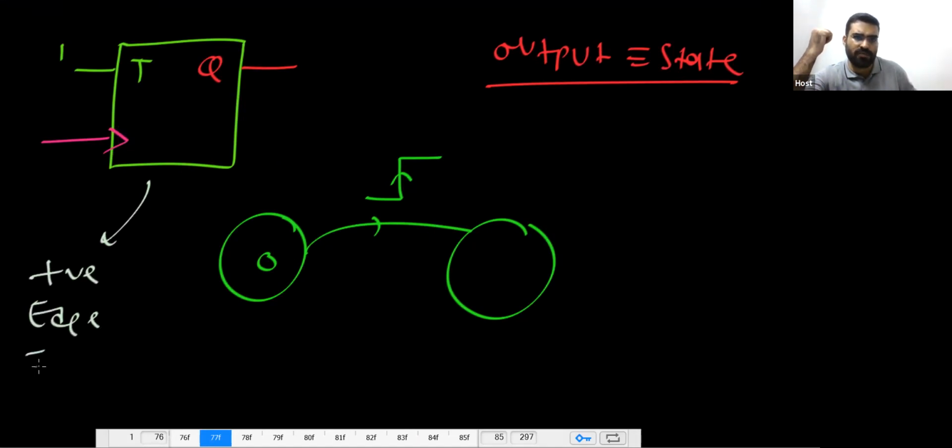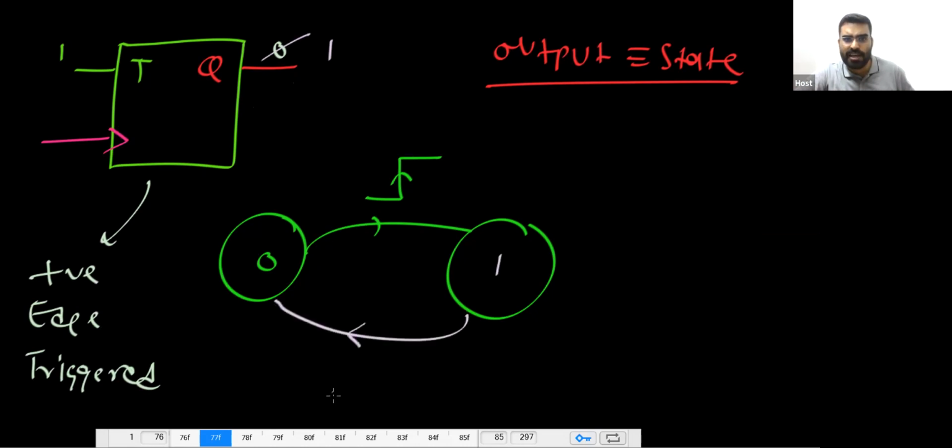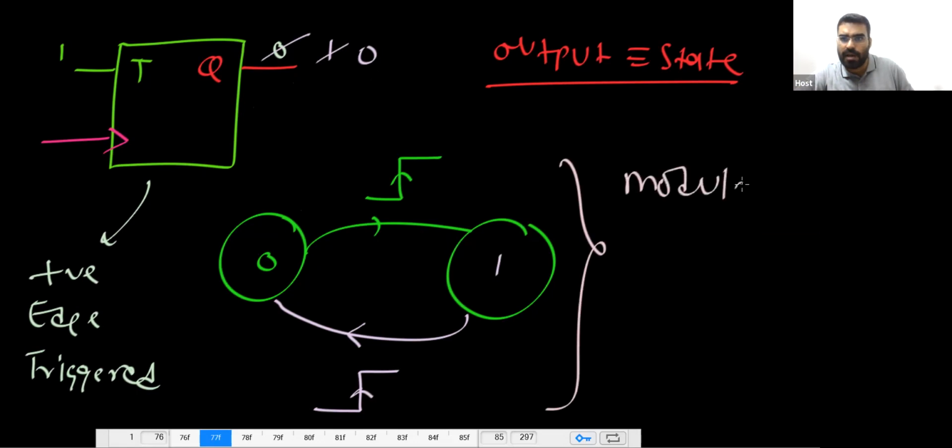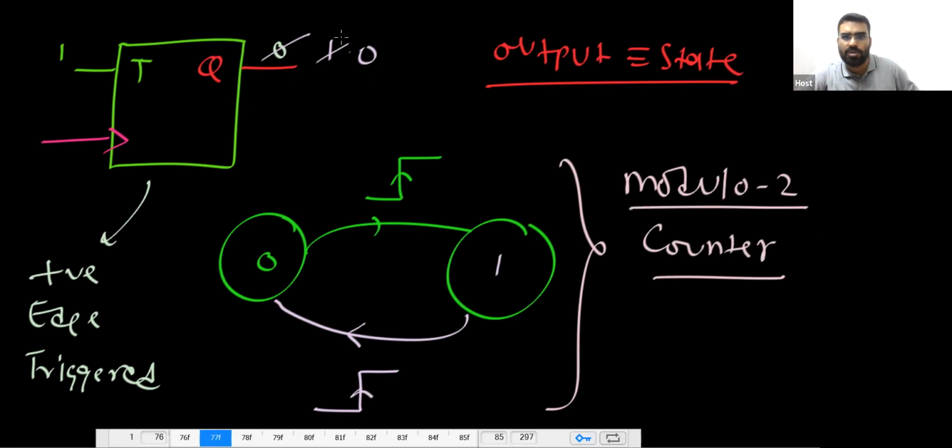Because this flip flop is positive edge triggered, if the state is 0, then after one clock cycle this will become 1. After one more rising edge, it will become 0, and so on. So you can notice that modulo counting is happening. I can say this is your modulo 2 counter.